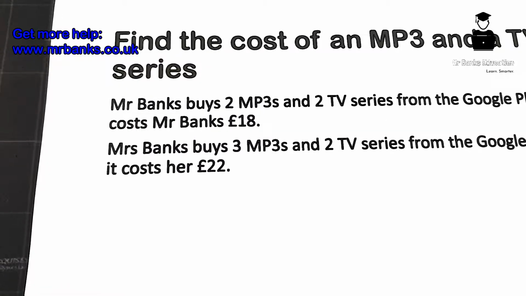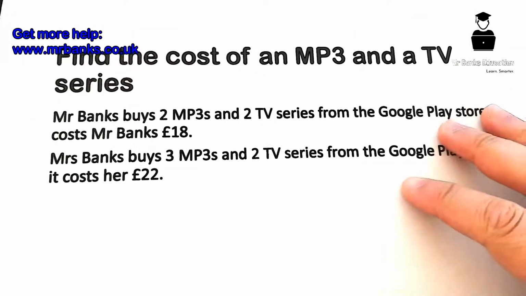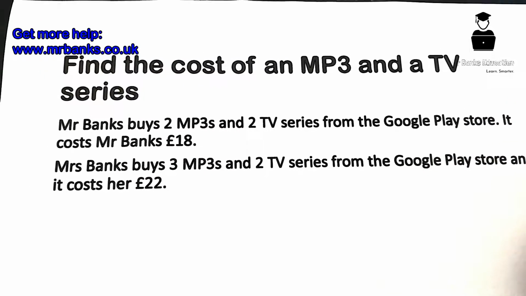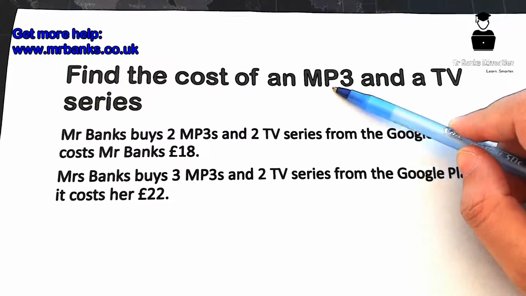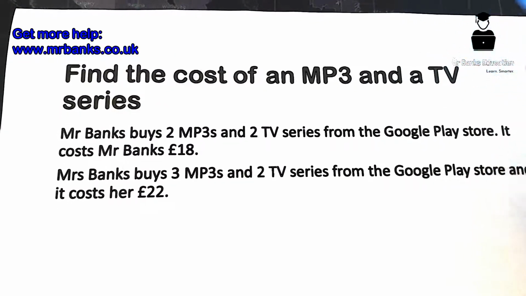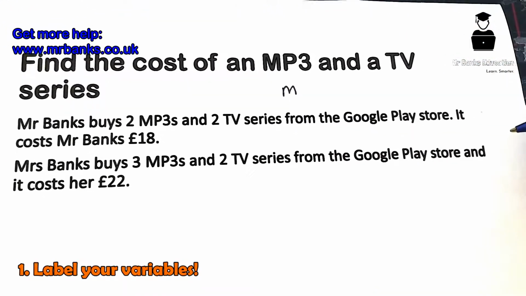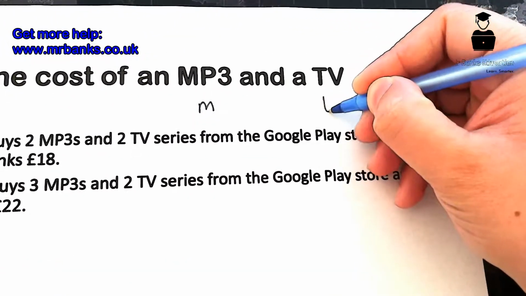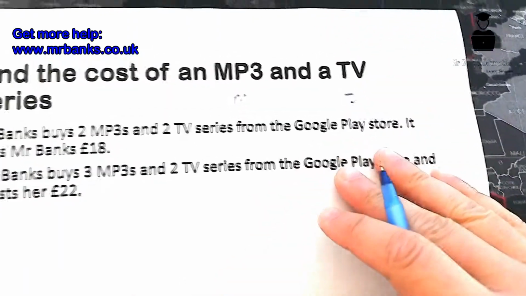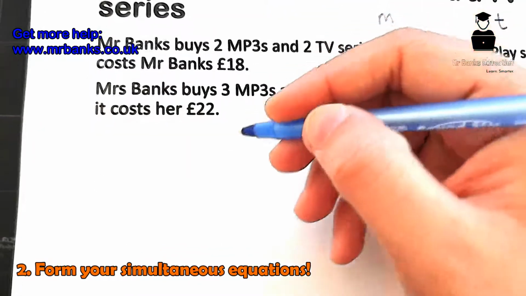So how do we do this? Okay, so this is a typical question that involves you applying simultaneous equations to find the 2 variables, the MP3 and the TV series. So we can call MP3s, let's call that M, yeah? That's probably the best thing to call it. TV series, let's call that T. Okay, now let's rewrite it in algebraic form, okay? Just for fun, how about that?